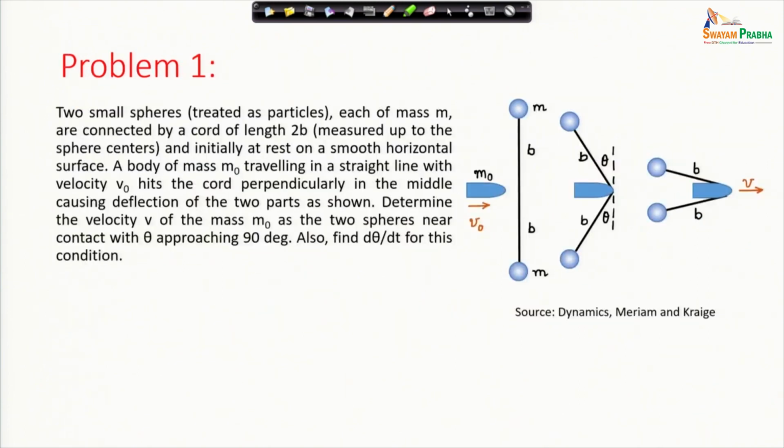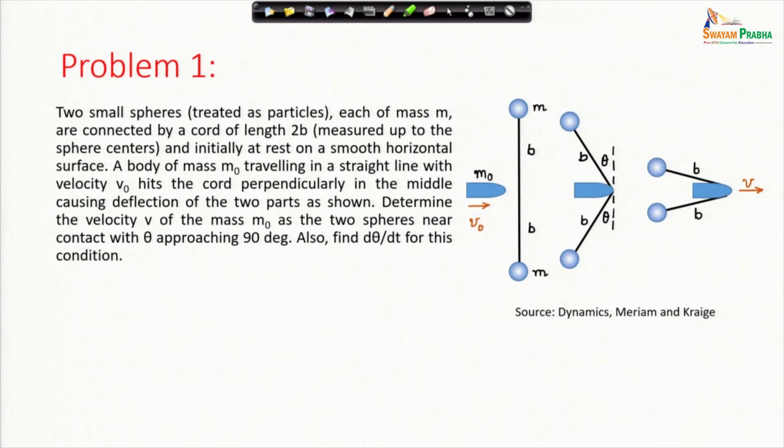Let us look at an example problem. This is taken from the book of Meriam and Craig. Two small spheres treated as particles, each of mass m, are connected by a cord of length 2b measured up to the sphere centers. They are initially lying at rest on a smooth horizontal surface. So, these two mass points are connected by this inextensible string of length 2b, lying on a smooth horizontal surface.